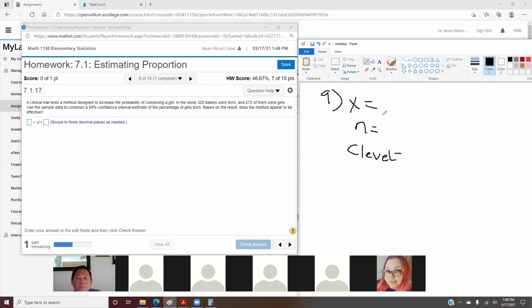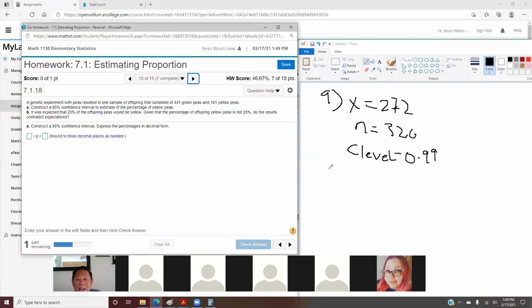272 is the successes. That means the sample size was 320. Yep, that's correct. And the confidence level? 99. So you just put this in your StatCrunch and do it.